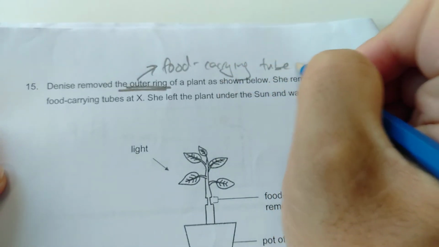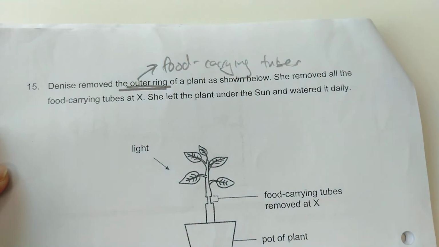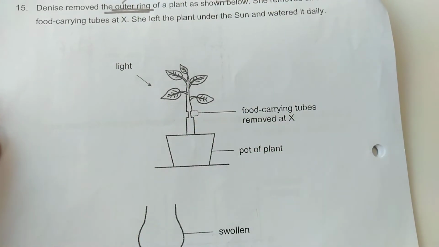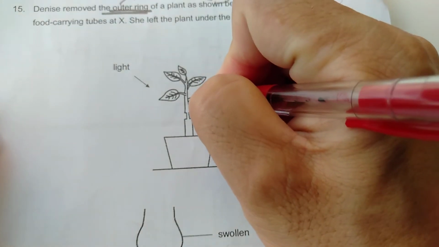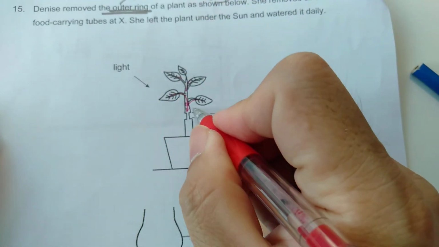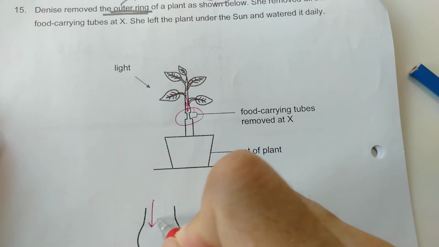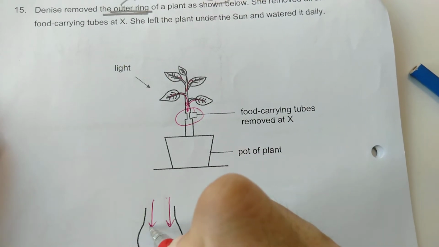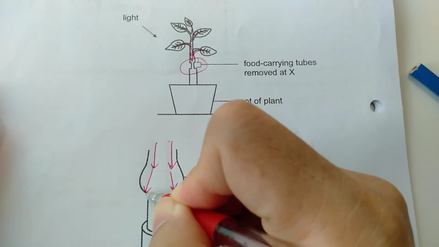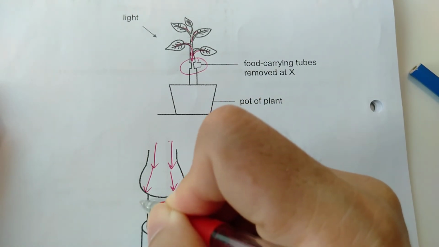If it's inner rings, then it talks about the water and food carrying tubes. So if you remove the outer ring, only food carrying tubes were removed. So here, only food carrying tubes were removed. That means that the food made in the leaves cannot go past this part that was cut. So all the food that was made will be transported down the food carrying tube, then it gets stuck here. It cannot go down further because there's no way through, because the food carrying tube has been cut away.